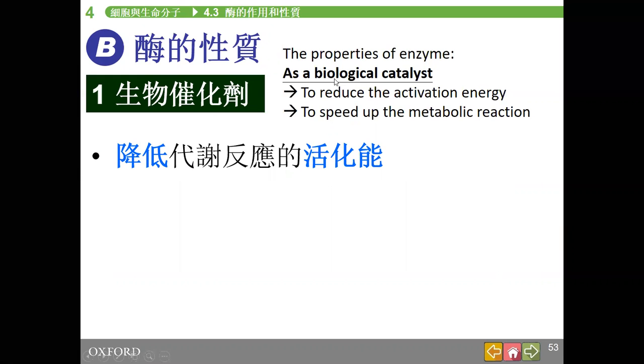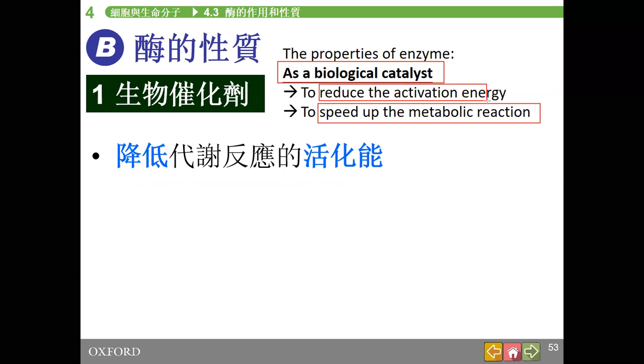Enzyme is a biological catalyst because our body temperature is not so high to help with every single chemical reaction. So we need the biological catalyst to speed up the metabolic reaction, because it can reduce the activation energy.